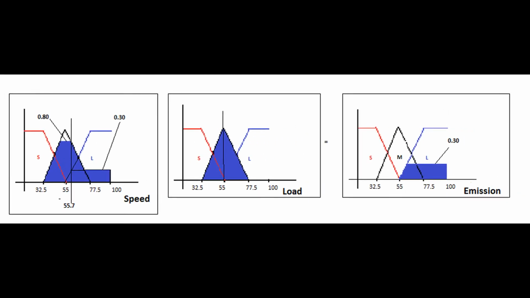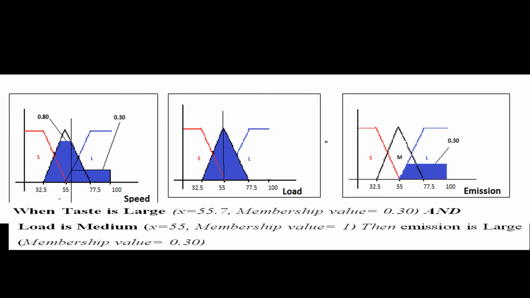Again, we are considering x equals 55.7 for speed and, for engine load, x equals 55, that is medium. What could be the second rule? Now we can frame the second rule. When the speed is large, that is again x equals 55.7, the membership value here is 0.30, and the load is medium, that is x equals 55. The membership value for x equals 55 in the load graph will be 1. Then emission is large. We get the membership value of this emission in the large set as 0.30.